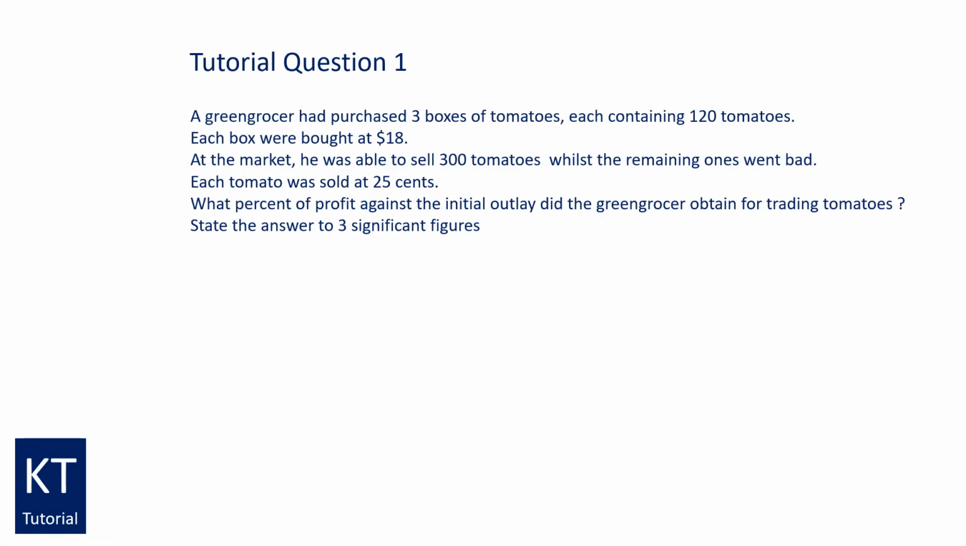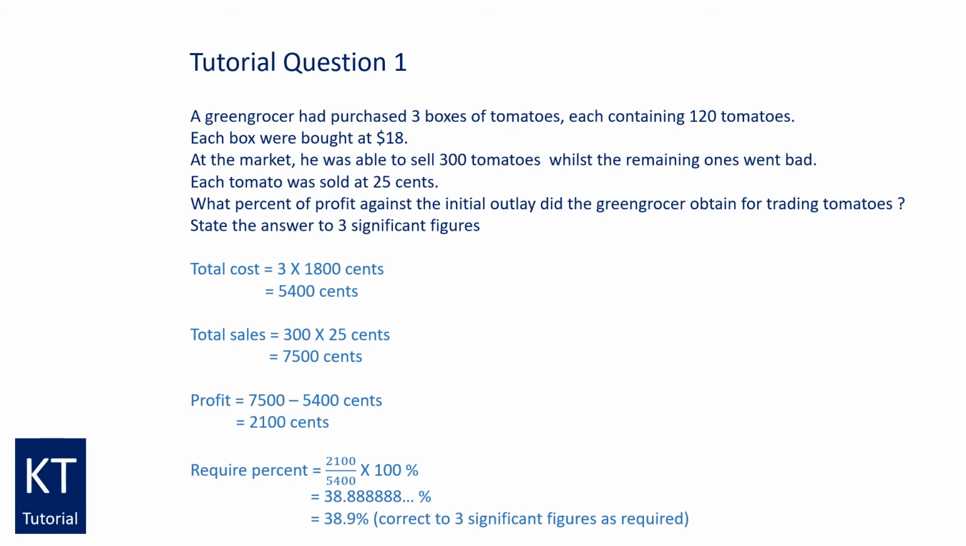With that, we shall go on to tutorial question 1. A greengrocer had purchased 3 boxes of tomatoes, each containing 120 tomatoes, and each box was bought at $18. At the market, he was able to sell 300 tomatoes, while the remaining ones went bad. Each tomato that was sold at 25 cents. What percent of profit against the initial outlay the greengrocer obtained for trading tomatoes? State the answer to 3 significant figures.